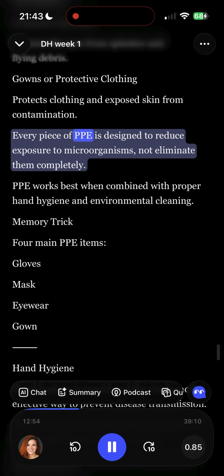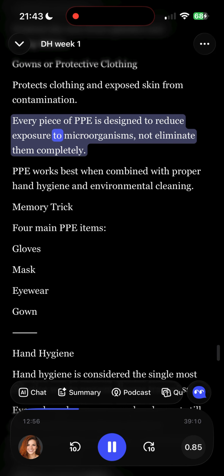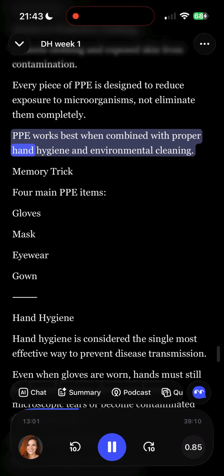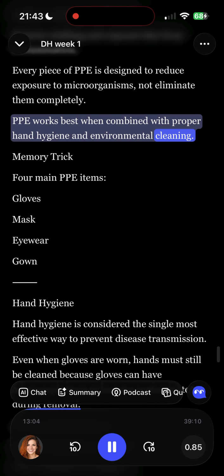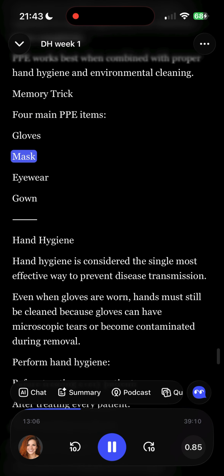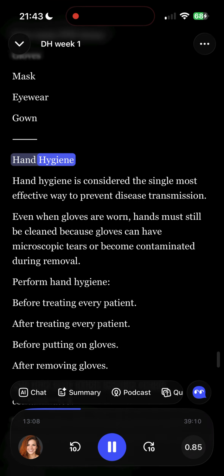Every piece of PPE is designed to reduce exposure to microorganisms, not eliminate them completely. PPE works best when combined with proper hand hygiene and environmental cleaning. Memory trick. 4 main PPE items: gloves, mask, eyewear, gown, hand hygiene.